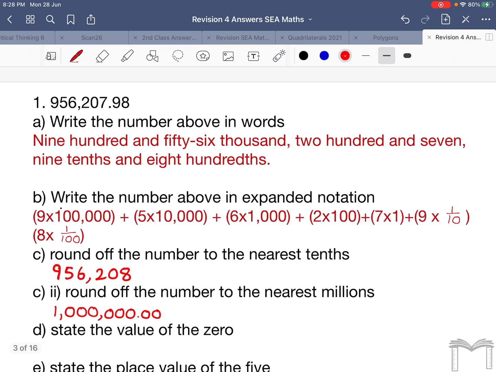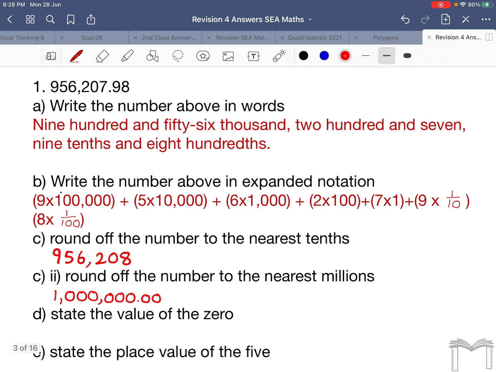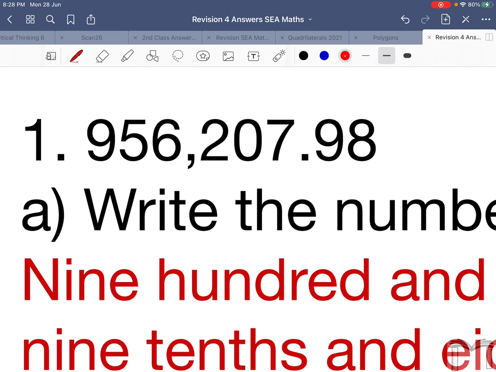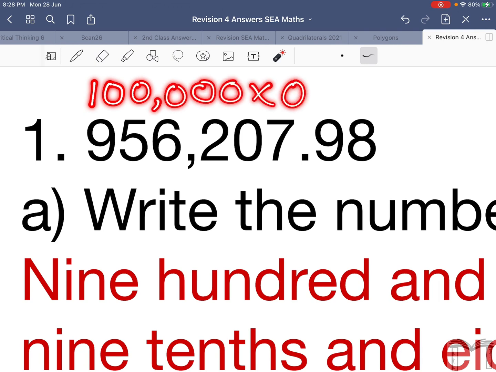Part D. State the value of the 0. The value of any 0 would be 0. It doesn't matter where it's placed. In this case, it is placed in the tens column. So 10 times 0 is equal to 0. If it was placed in the hundreds of thousands position, this would have been 100,000 times 0, which will still give you 0.